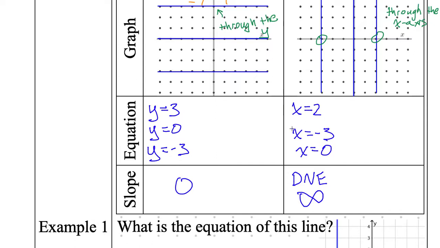But for now, DNE. What does DNE stand for? Does not exist. I'll write it out here. Does not exist. Nothing doesn't exist. Well, nothing in the sense of 0 does exist, I guess. So don't use infinity, use DNE. And I'll talk a little bit about why it's DNE.